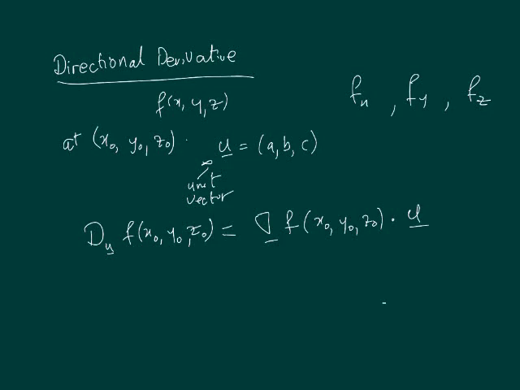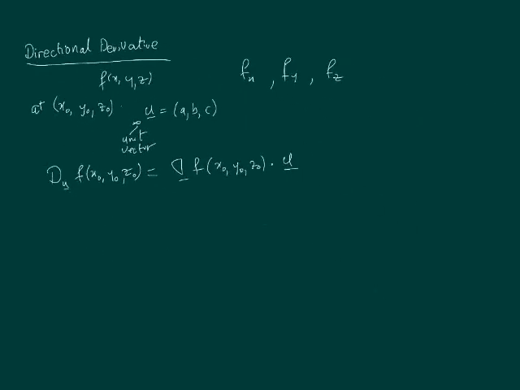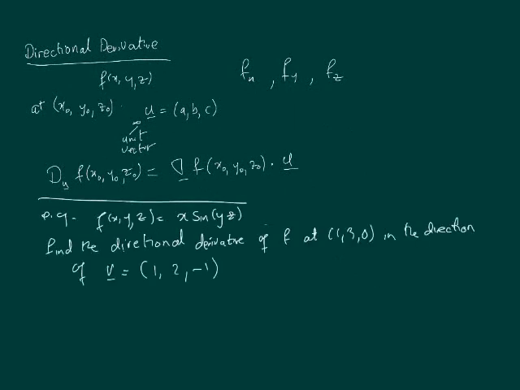So, quick example. Let's look at an example. So here's a question. Find the directional derivative of f at (1, 3, 0) in the direction of v equals (1, 2, minus 1), where f is, of course, x sine yz. Now, in order to do this, there's two things we need to calculate. We need the gradient, of course, at (1, 3, 0), and we need our unit vector.